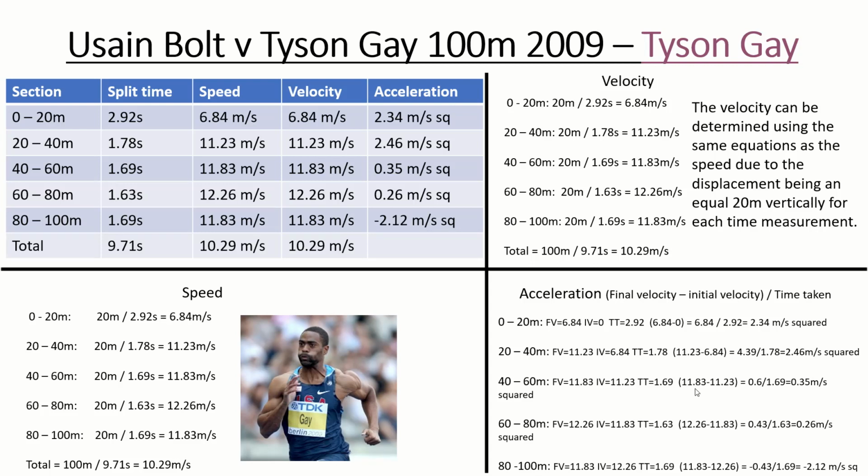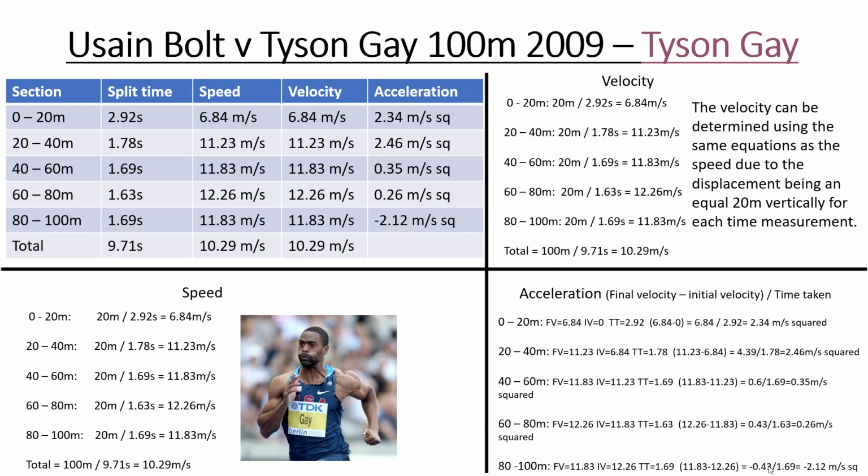Next of all, we have 11.83 as his final velocity minus 11.23 of his initial velocity, giving us 0.6 divided by 1.69, giving us an acceleration of 0.35. The next 20 meter block is 12.26 of a final velocity. The initial velocity being 11.83, taking that away from the final velocity, giving us 0.43 divided by 1.63 seconds, giving us 0.26 meters per second squared, showing us that he is accelerating to a lesser extent, but is still accelerating.